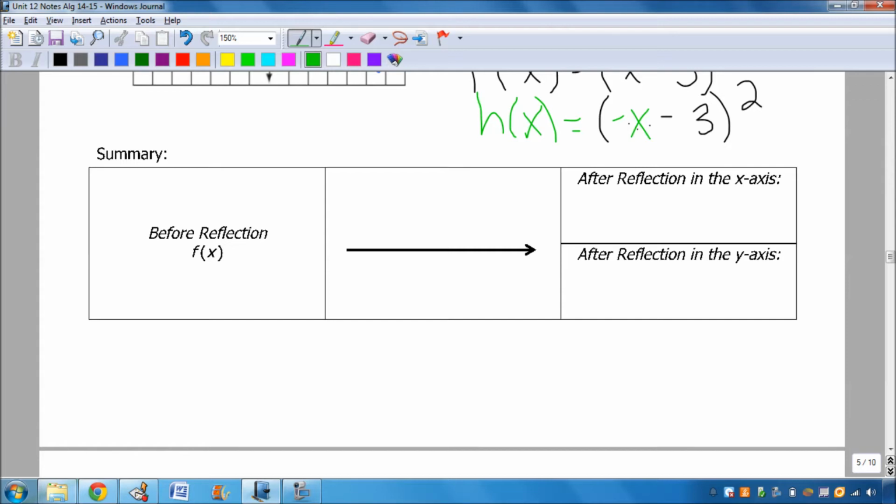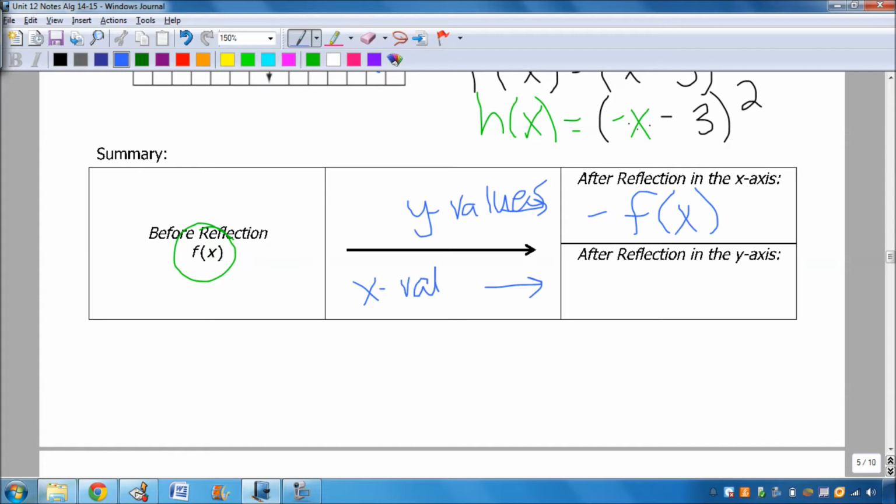So remember, if f of x is what you have before the reflection, and you reflect it in the x-axis, here your y values change. So that means f of x becomes negative f of x. Okay? When you reflect in the y-axis, the x values change. So this f of x right here becomes f of negative x.